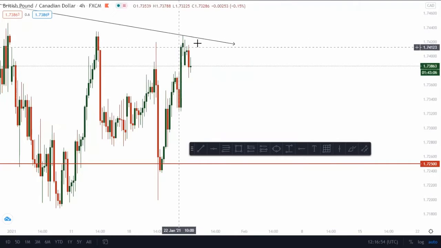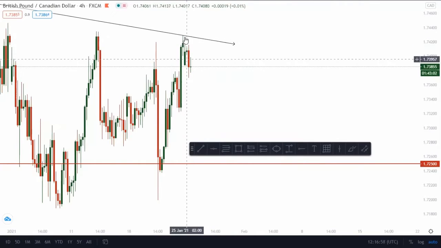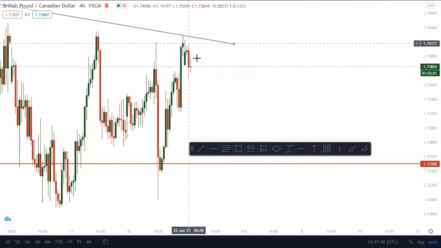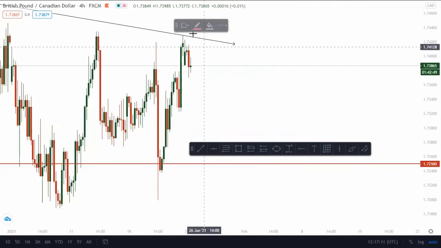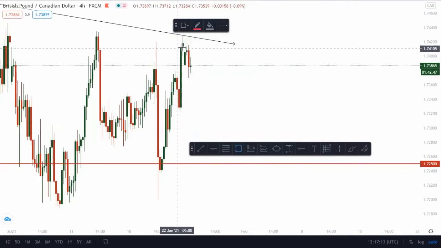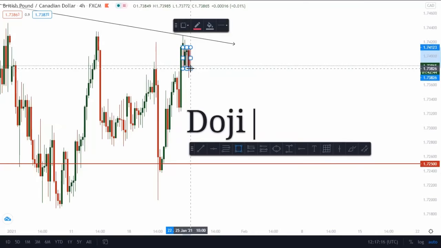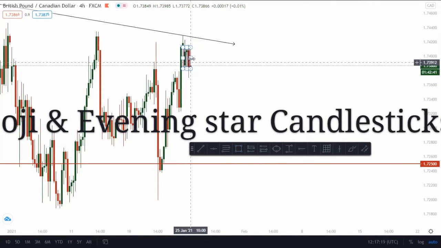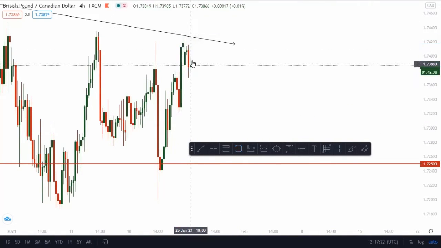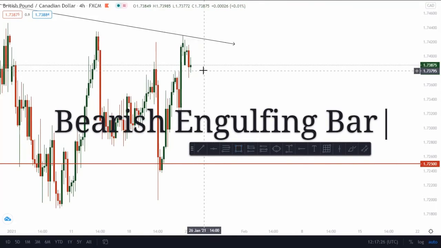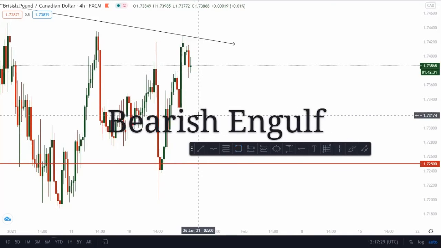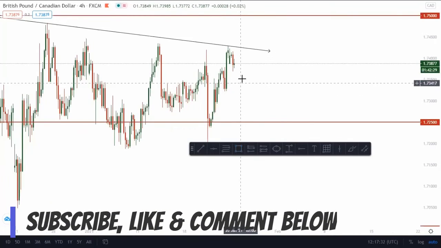If you've really read about candlesticks, when you look at these candles, you'll be seeing some familiar ones. Like this looks like a doji here, which is a reversal candle. And then we have this, the evening star, which is also a good confirmation for a short. And then this is an engulfing bar, a bearish engulfing bar, which looks good. So I think that is the reason why I'll be going on a short on this.